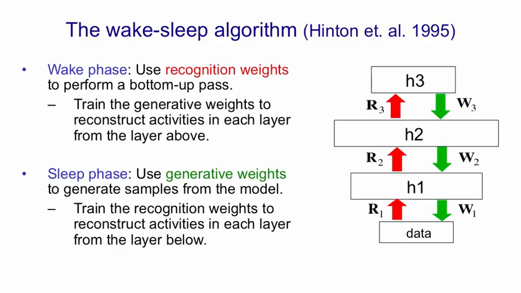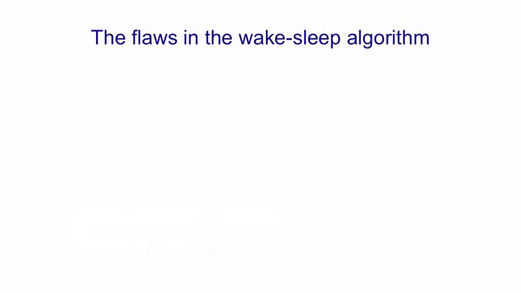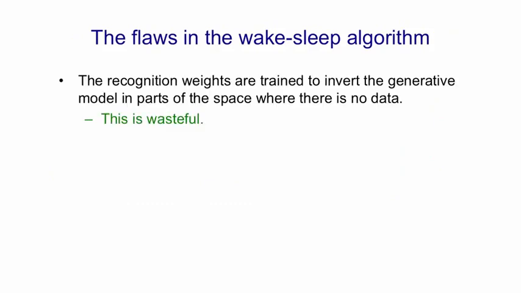It turns out that if you start with random weights, and you alternate between wake phases and sleep phases, it learns a pretty good model. There are flaws in this algorithm. The first flaw is a rather minor one, which is the recognition weights are learning to invert the generative model. But at the beginning of learning, they're learning to invert the generative model in parts of the space where there isn't any data. Because when you generate from the model, you're generating stuff that looks very different from the real data, because the weights aren't any good. That's a waste, but it's not a big problem.